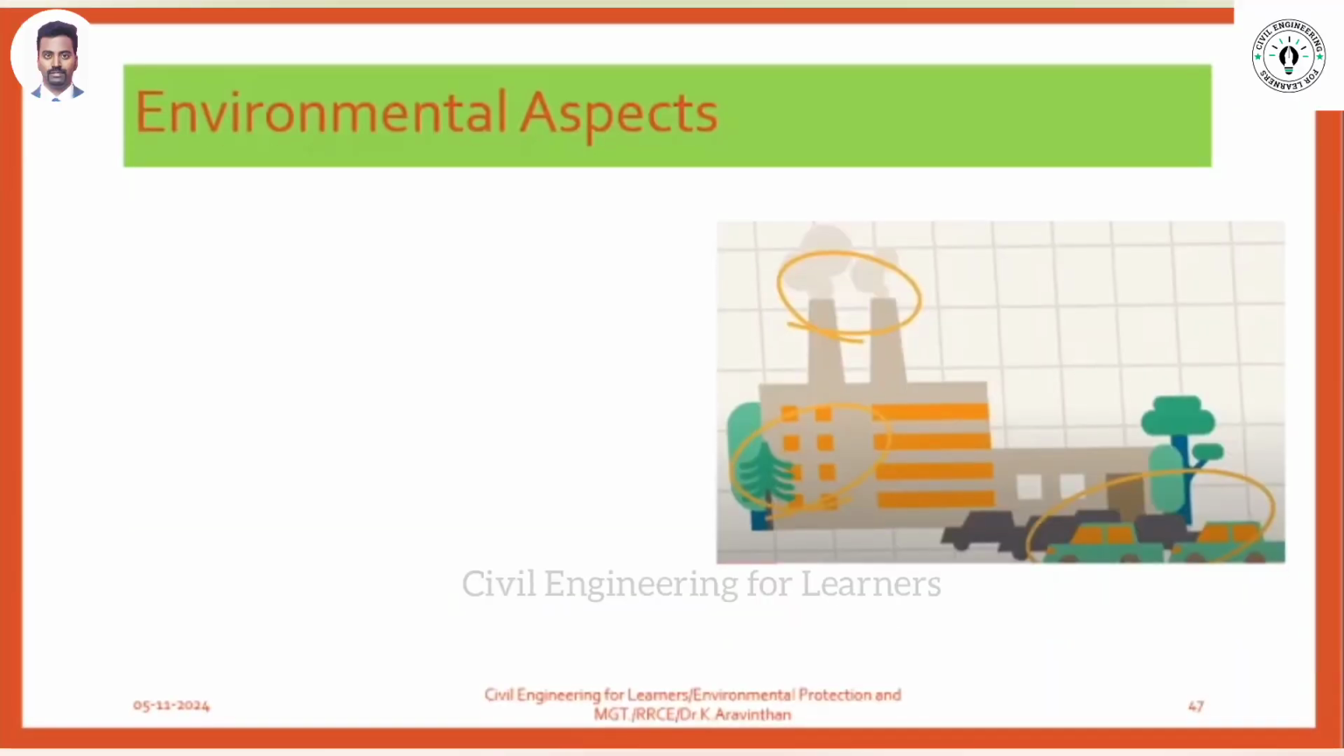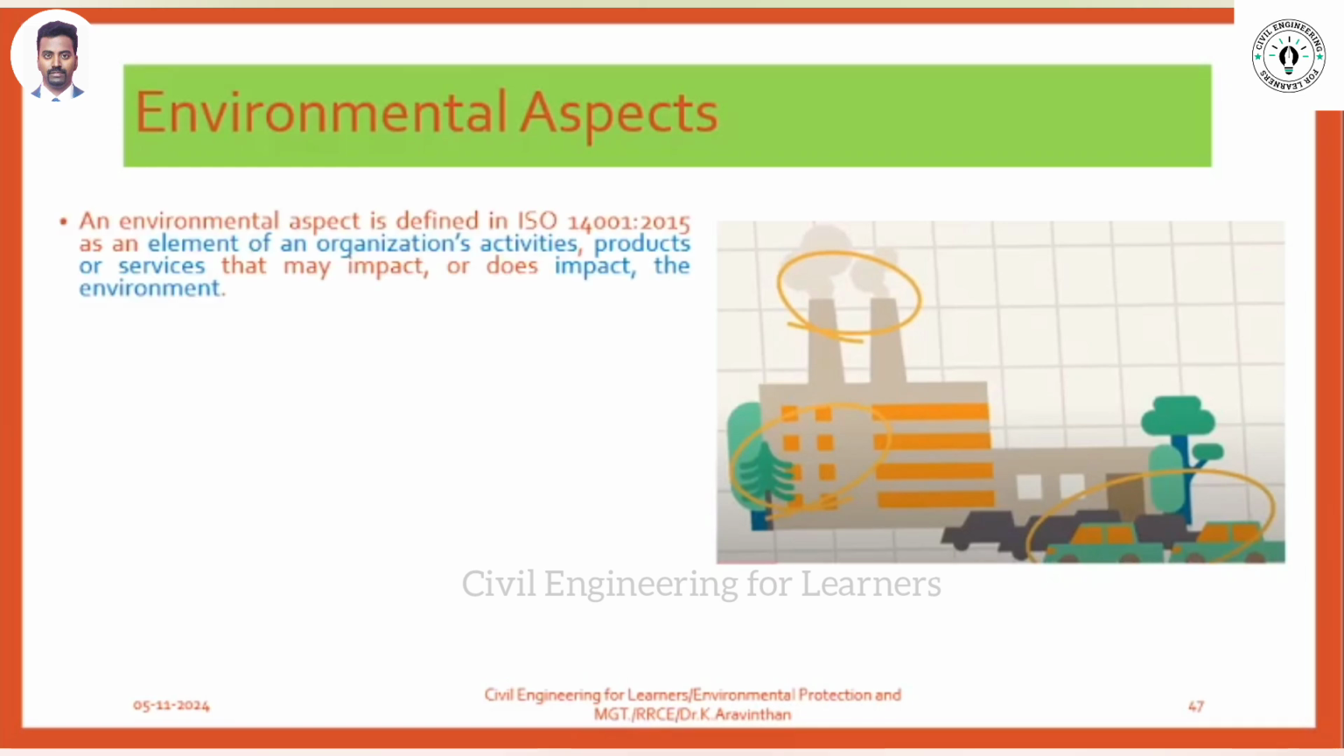Now we will be looking into environmental aspects. Aspects are the key points where impact happens. Impact and aspects are two sides of the coin. The ISO 14001:2015 indicates aspects should be considered for three processes. What are they? They are activities, products and services.